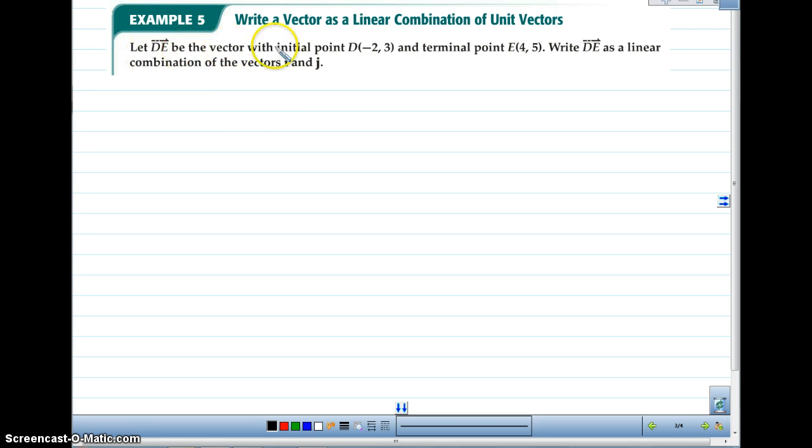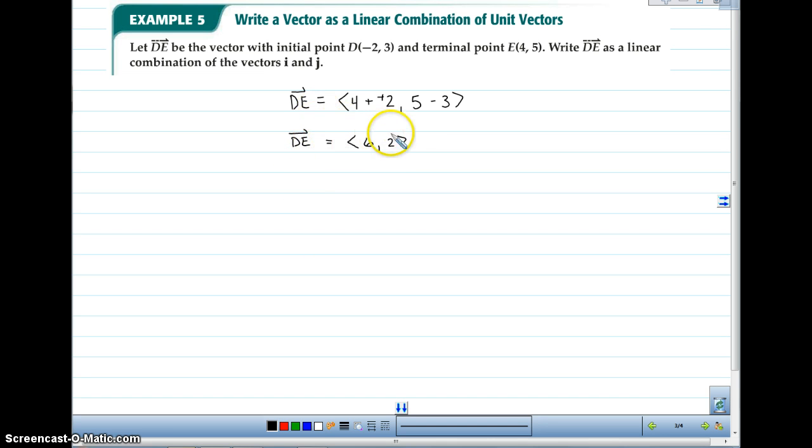So we're going to basically use our formula to rewrite it in component form. So for this first example, vector DE starts at D and terminates at E. So we're going to say that vector DE can be written in component form if I do the terminal point 4 minus the initial point negative 2 and the terminal point 5 minus 3. So we change that to addition. This is 6 comma 2. That is my vector for DE in component form now. So starting at 0, 0, ending at 6, 2, that's my vector DE.